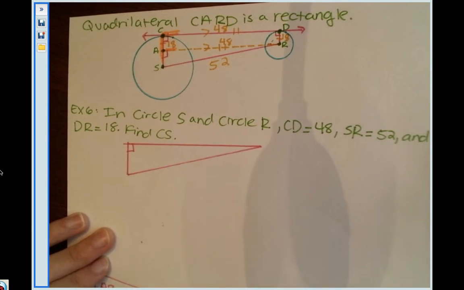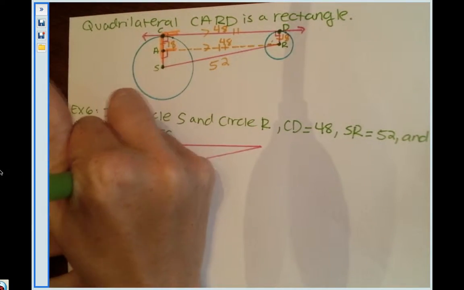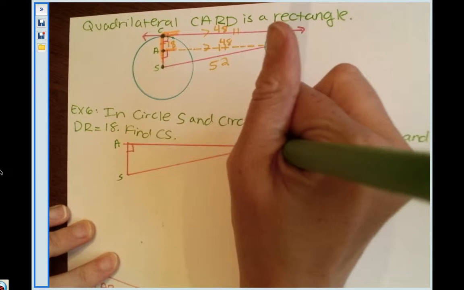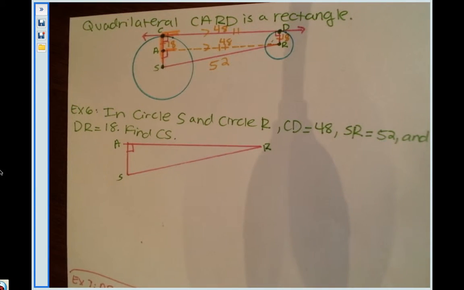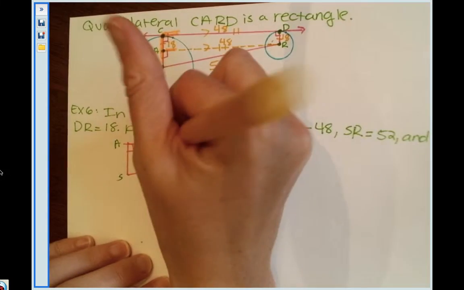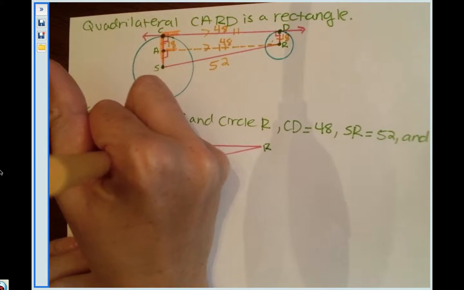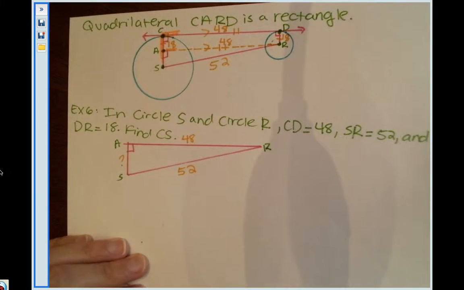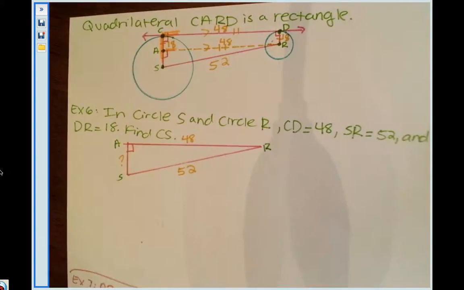All right, so we have triangle ASR. Each of these sides, this is 52, and this is 48. So I need to find out this side, which will then help me find the whole length of the radius. So let's get going so we can find that radius. That bad boy needs to be found.